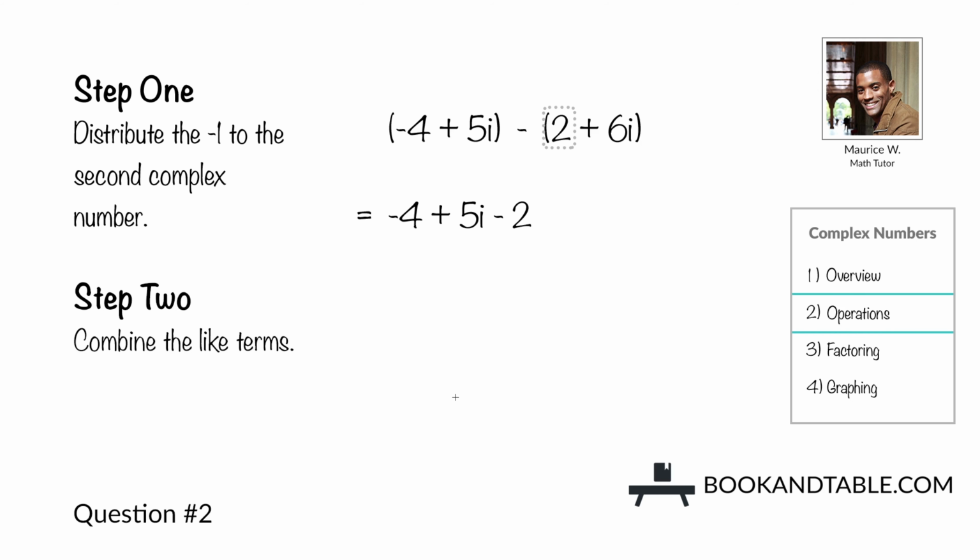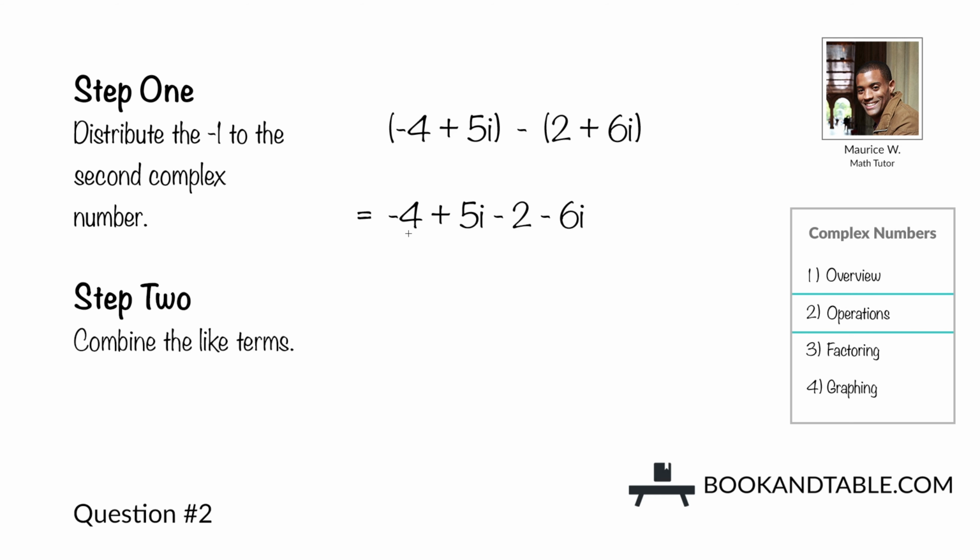Question number 2. We're asked to find the difference of -4 plus 5i minus 2 plus 6i. Step 1, distribute the -1 to the second complex number, 2 plus 6i. -1 times 2 is equal to -2. -1 times 6i is equal to -6i. So after we distribute the -1, we have -4 plus 5i minus 2 minus 6i.